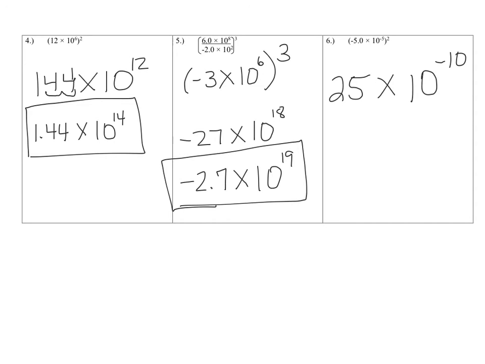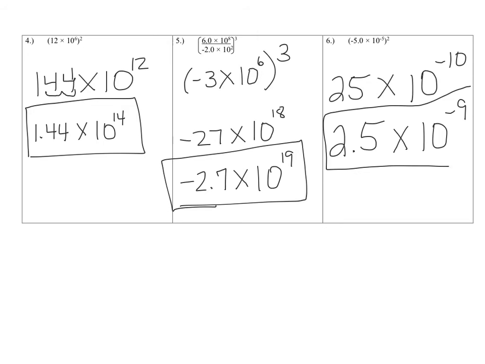Again, adjust your exponent, because 25 needs to be 2.5. And 2.5 times 10 to the 1st would be what 25 is equal to. So you're adding 1 to negative 10 to get 10 to the negative 9th. Because negative 10 plus 1 is negative 9. So when you make a big number smaller, you're adding a positive to the exponent.